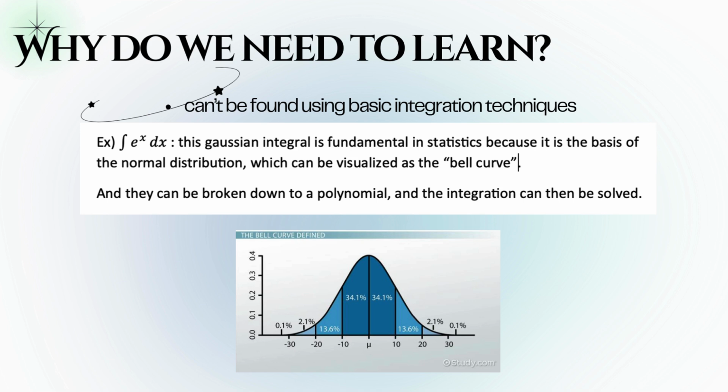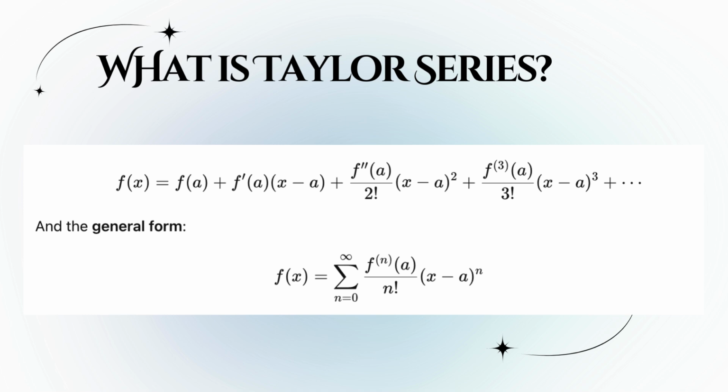The reason is that there are many integrals that cannot be solved using the techniques we've learned so far. For example, the Gaussian integral, which is fundamental in statistics and forms the basis of the normal distribution, cannot be solved directly. However, we can break down such functions into a polynomial using a Taylor or Maclaurin series, and then the integration becomes solvable. So what is a Taylor series?